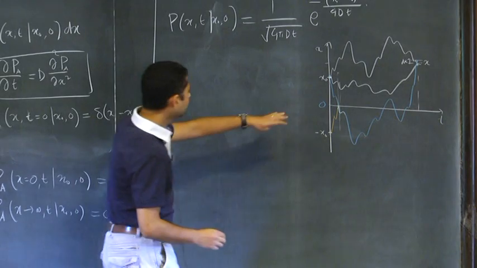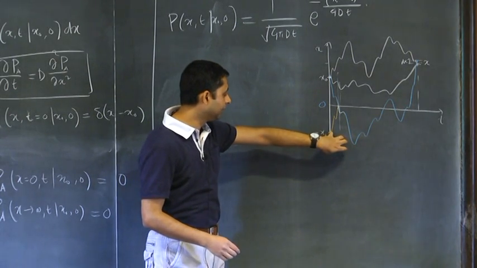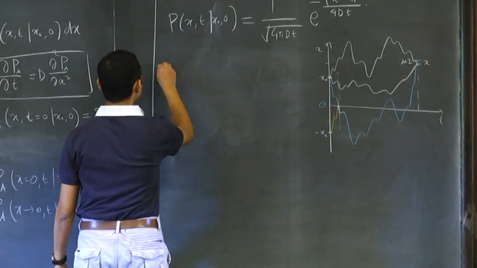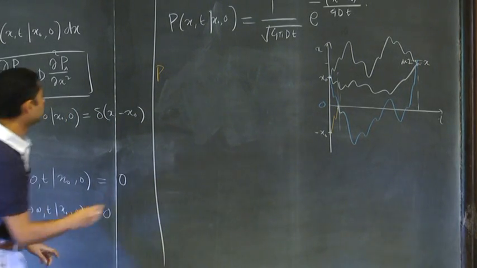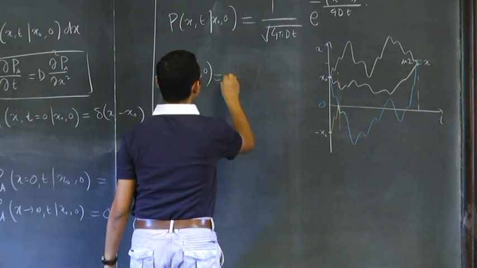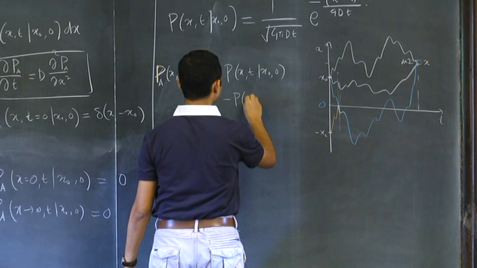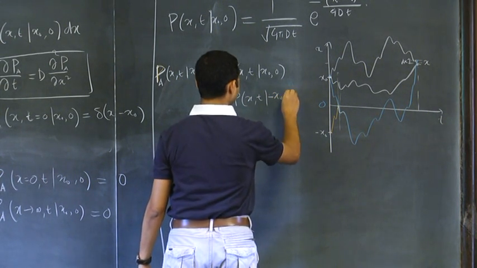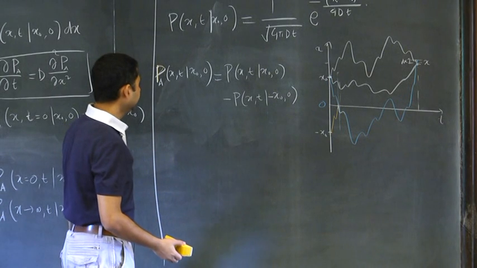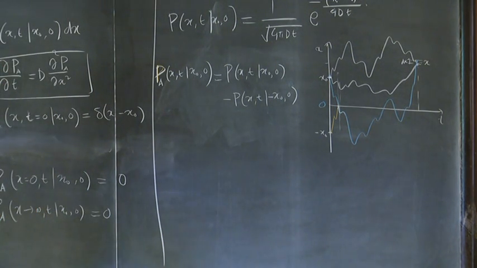So, therefore, for this object I just need to take this one and then subtract the probability weight of those trajectories which go from here to there, right. So, this answer is very simple then. What is the answer? P_A(x,t|x0,0) is equal to P(x,t|x0,0) minus P(x,t|minus x0,0), right. So, you can see that it satisfies all the conditions.